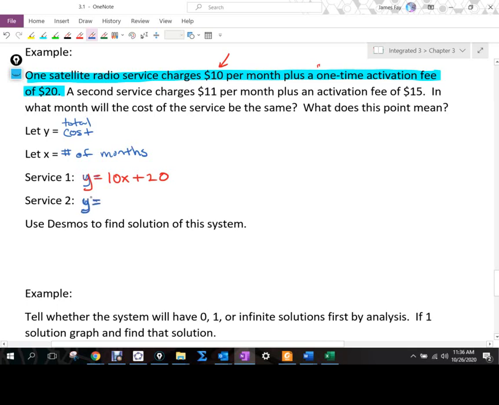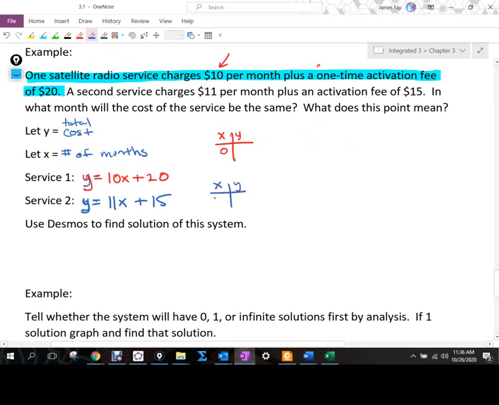The next one then is $11 for every month that elapses, plus an initial 15, right? So the idea then is, okay, well, if I go 0 months for both of these, so 0 months, try to do these color coordinated.